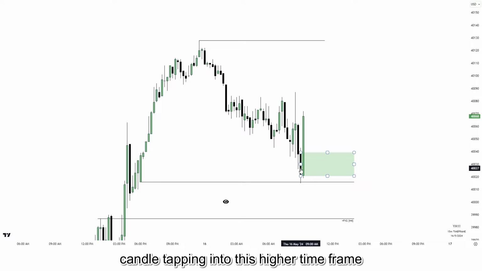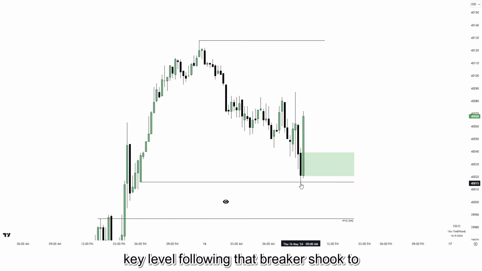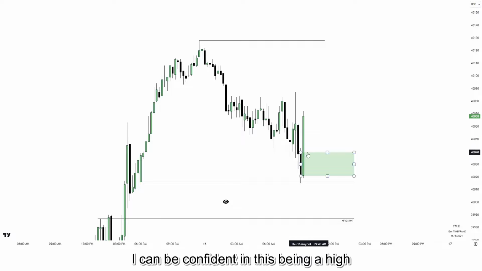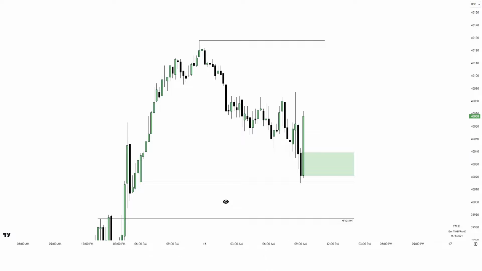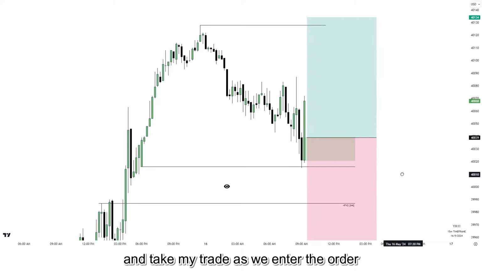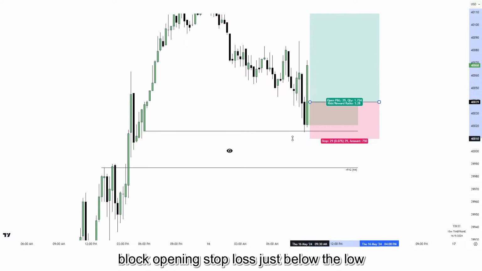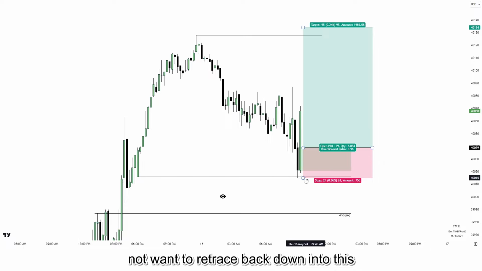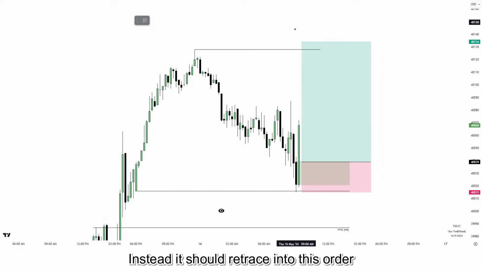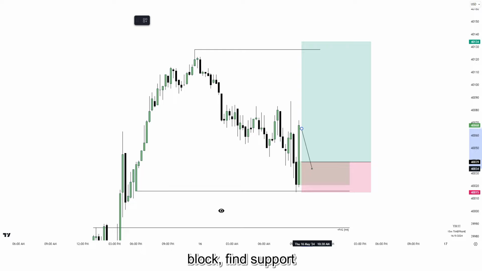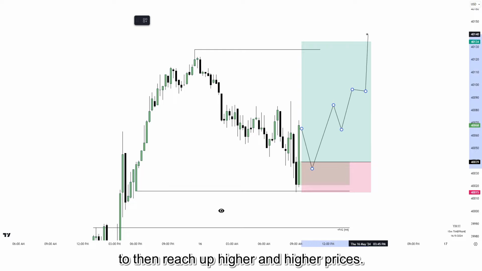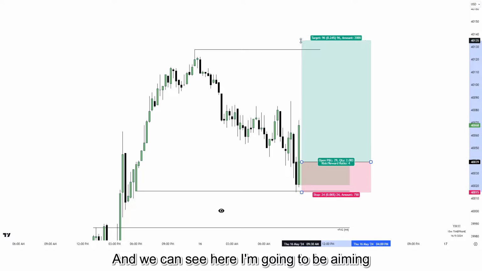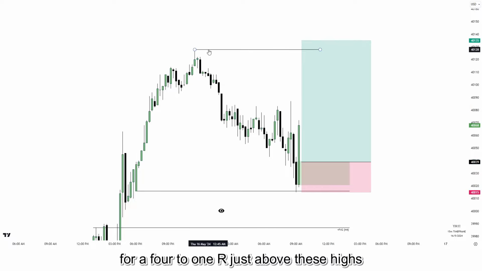Seeing this last down close candle tapping into this higher time frame key level, following that break of structure to the upside, I can be confident in this being a high probability order block and take my trade as we enter the order block opening. Stop loss just below the low of that order block because price should not want to retrace back down into this order block low. Instead, it should retrace into this order block, find support to then reach up to higher and higher prices. And we can see here, I'm going to be aiming for a 4-to-1 R just above these highs.